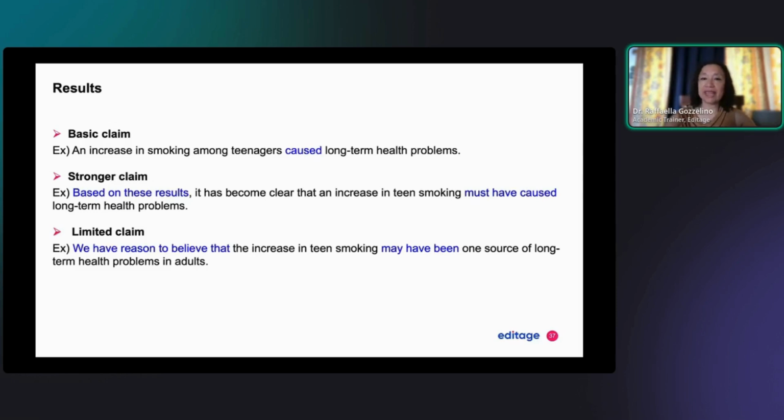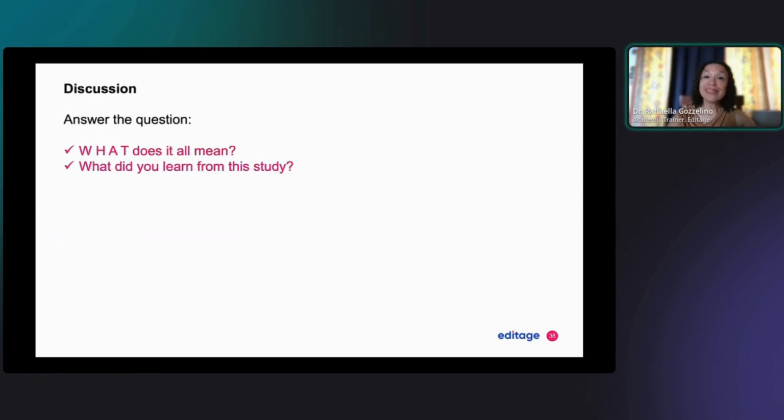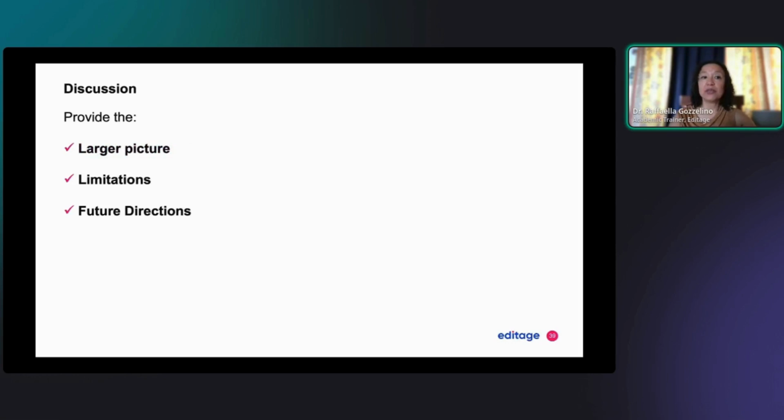So, and then you continue. The discussion. The discussion follows the results and answers the question, what does it mean? And what did you learn from this study? And provide a sort of larger picture first, but also include the limitations of the study and the future directions. And the reason I'm showing you the limitations before the future directions is that most of the directions that you might want to explore in the future exist because of limitations of the study. So those are very important to be highlighted.